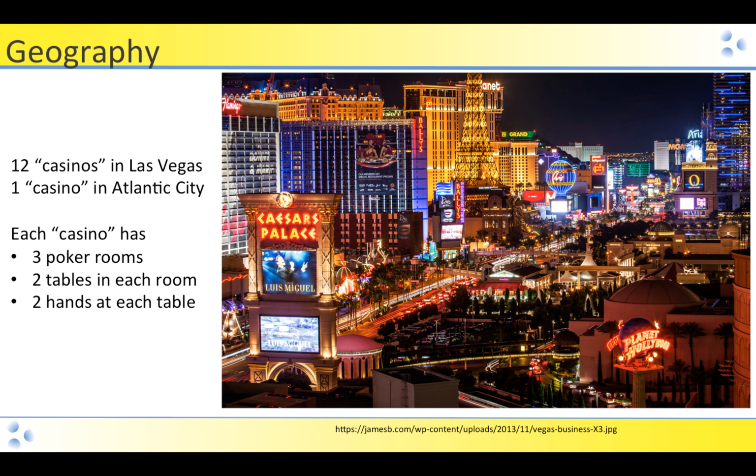And then each casino will have 3 different poker rooms. It will have 2 tables in each room and 2 hands at each table. So there's a possibility of trading hands at the same table, which is a very low-cost trade because we're not traveling very far. And then trading within casinos might be less cost, and then trading between casinos now is starting to incur travel costs between geographic locations. And I actually mapped out these casinos geographically, and I'll show later on where the casinos are at and how the cards are traded between the casinos.